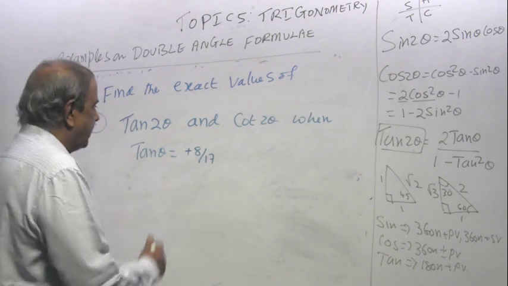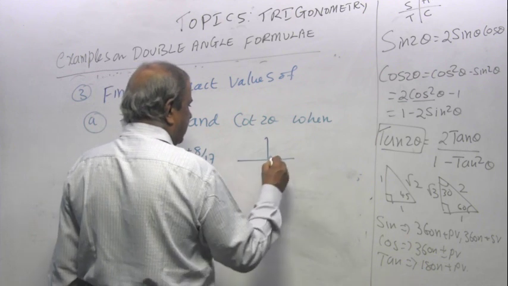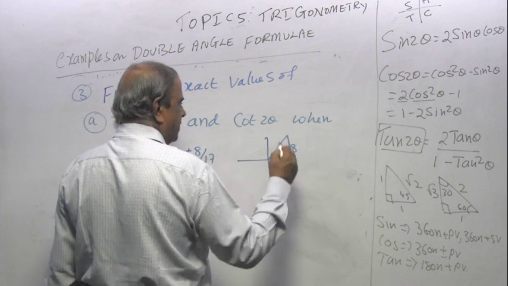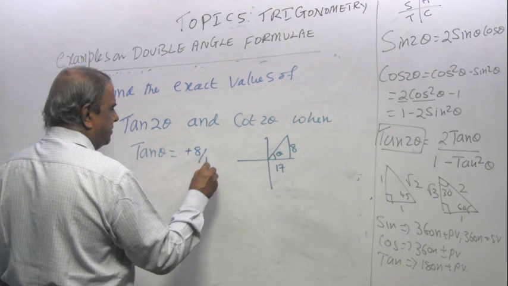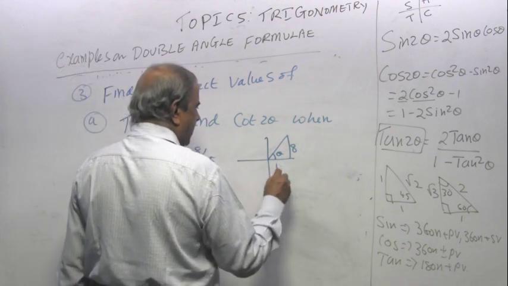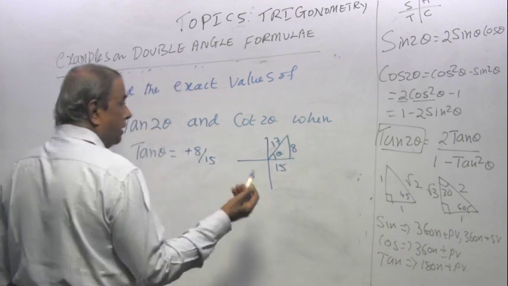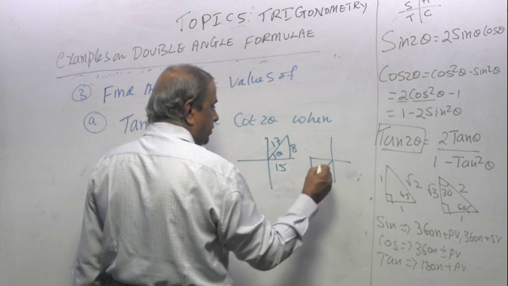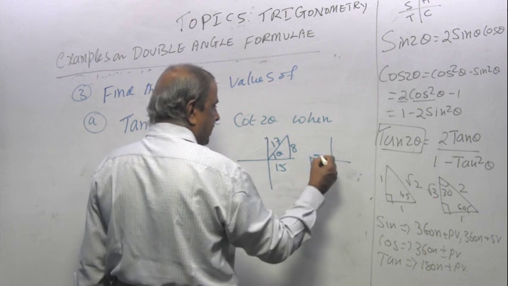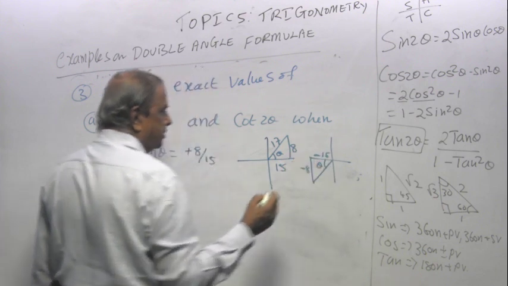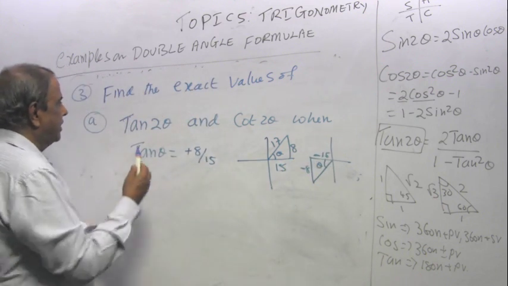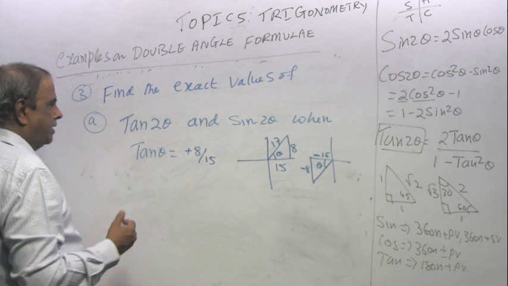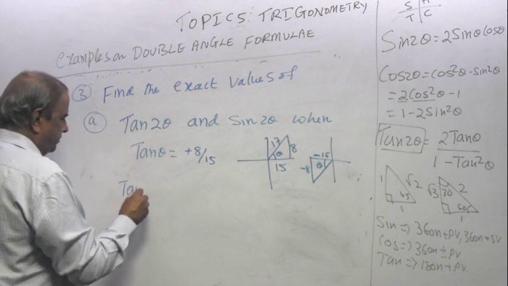Now tan is positive. That means the angle theta could be there, with sides 8, 15 and 17. But tan is positive in the third quadrant as well. So you might have your theta there, with sides minus 15 and minus 8 too. So you might have to consider tan 2 theta, and sin 2 theta. So what is the formula for tan 2 theta?